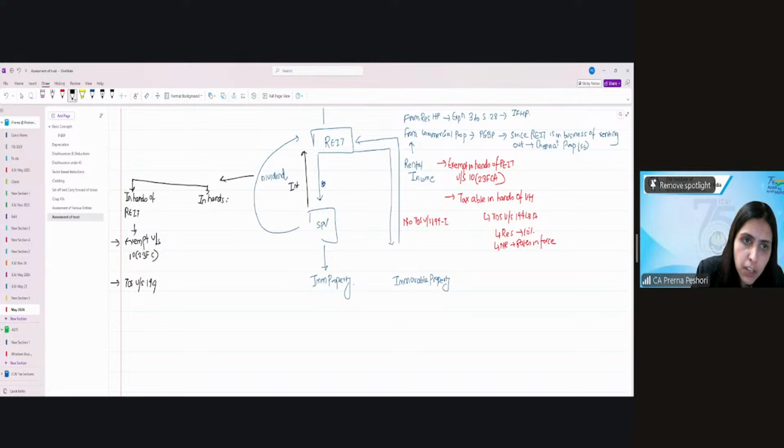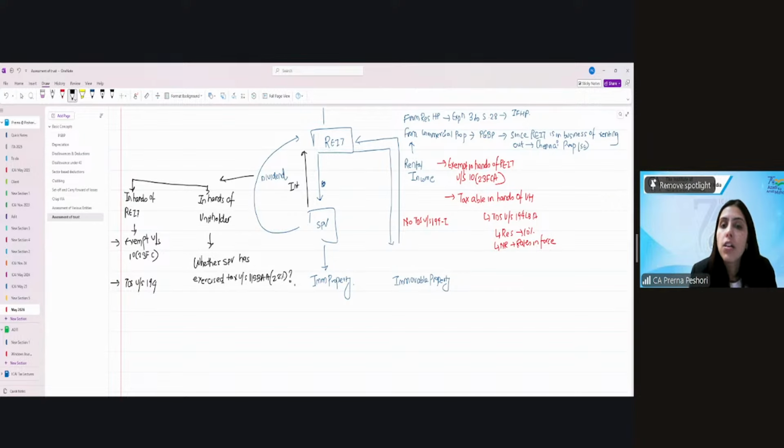Now in the hands of unit holder. Obviously, if it is exempt in the hands of the business trust, this should get taxable in the hands of the unit holder. Yes or no? Yes, ma'am. But here you need to ask a question to the business owner. The question is whether the SPV has exercised the tax option under section 115BAA. What is the tax rate under 115BAA? 22%.